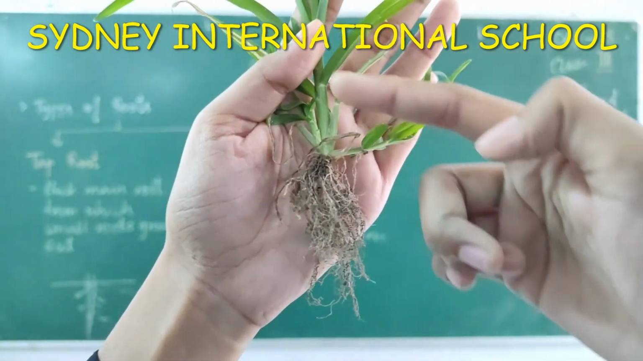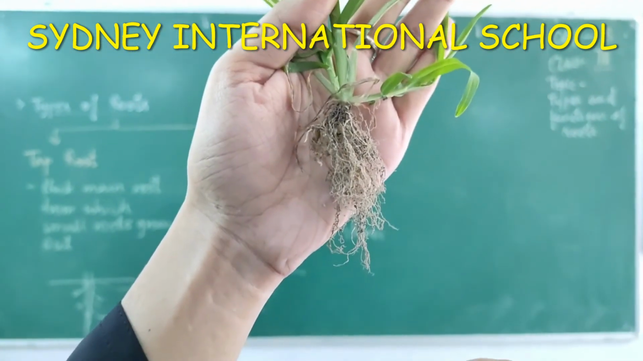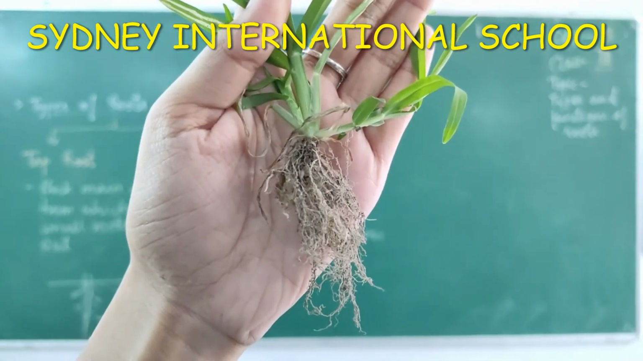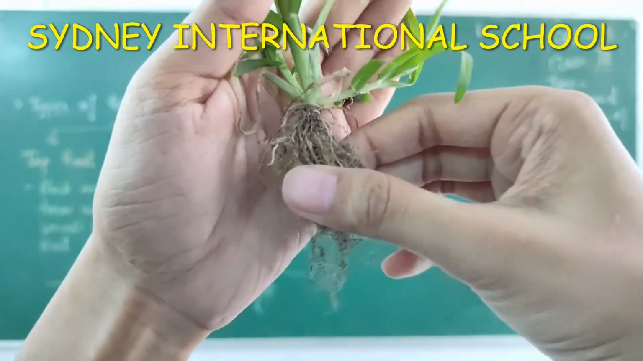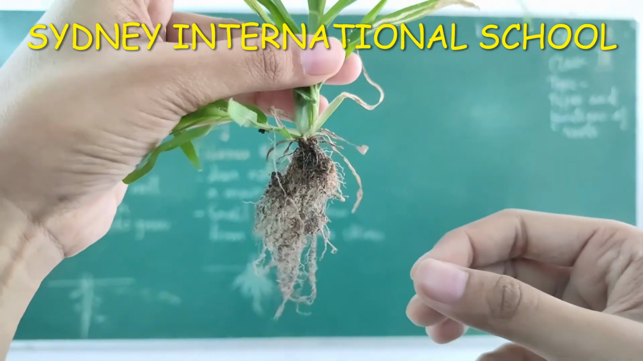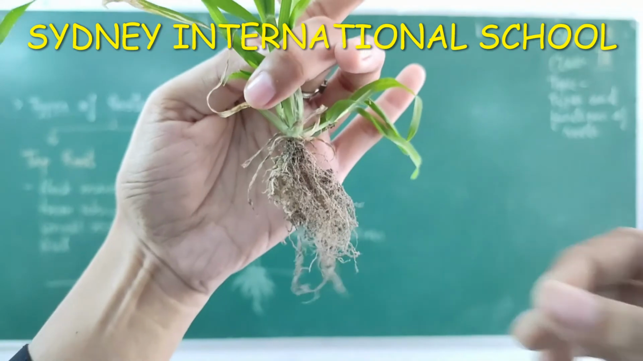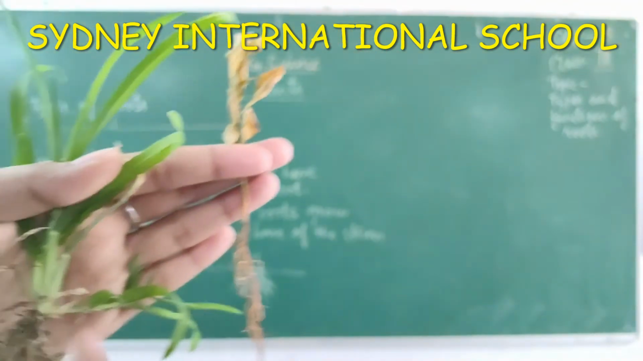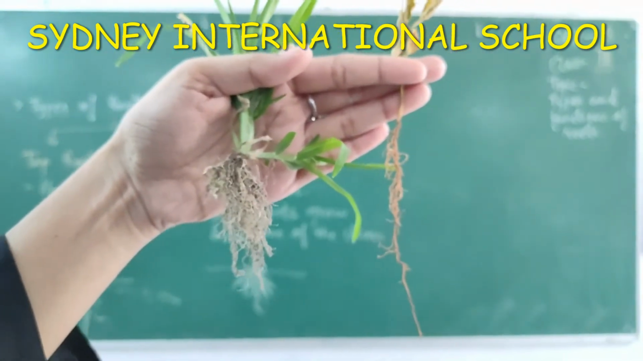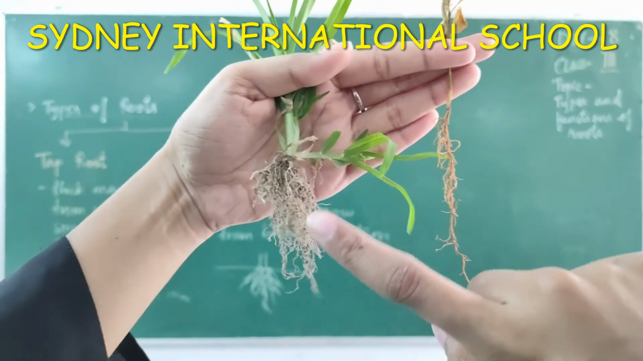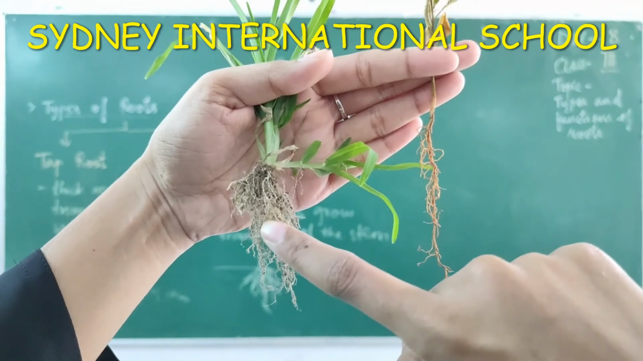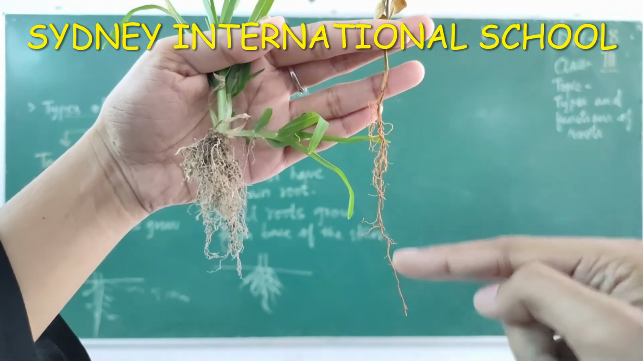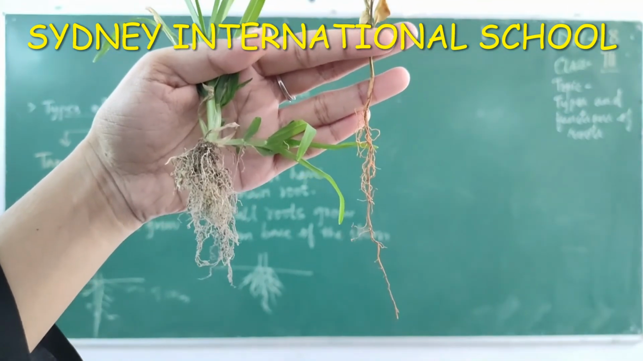Now see here, there is no one big main root. There is no one thick long main root. Directly from the base of the stem, there is a bunch of small roots which is looking like a bush. Can you see the difference? See here. See the difference. This is a bunch of roots directly from the base of the stem. This is a long main root from the base of the stem, out of which small roots are coming out.